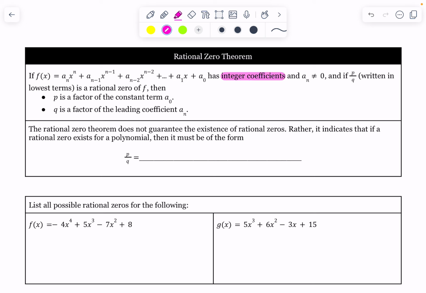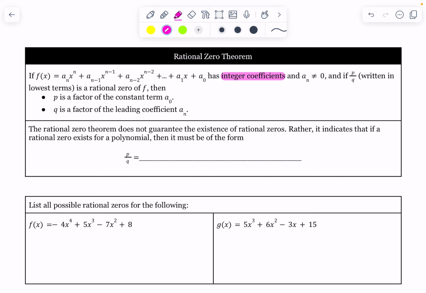and a sub n is not equal to 0, and if p over q, written in lowest terms, is a rational zero of f, then p is a factor of the constant term a sub 0, q is a factor of the leading coefficient a sub n. That's a lot of words.